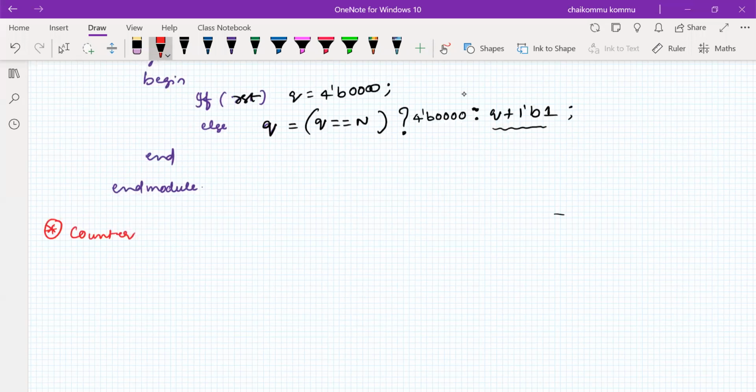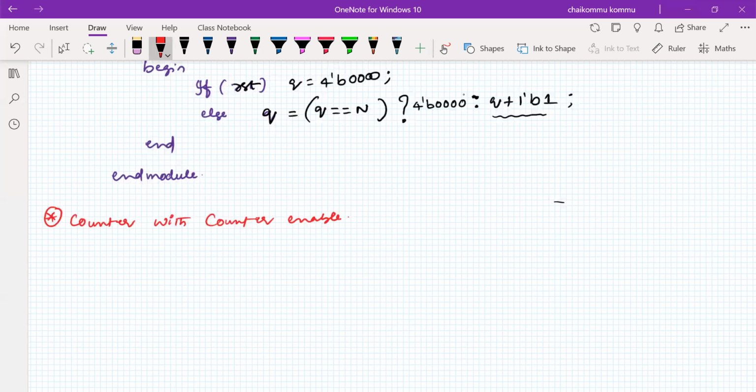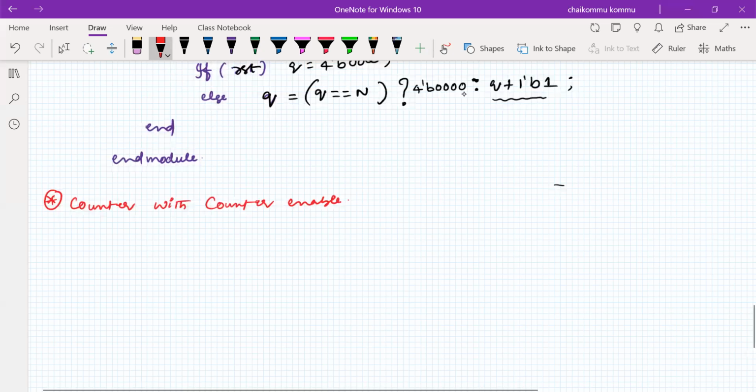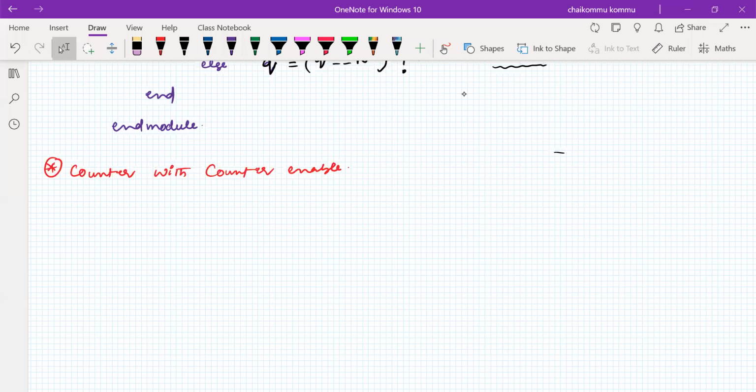Counter with count enable. What do you mean by this one? Just 2 minutes, please wait. I'll complete this one also. Okay. So for example, here we have seen that there is a clock signal. There is a reset signal.